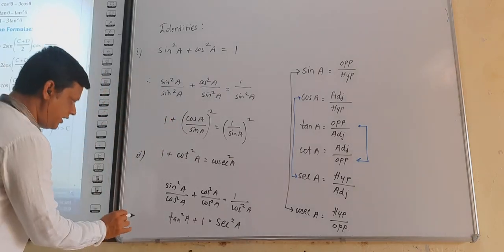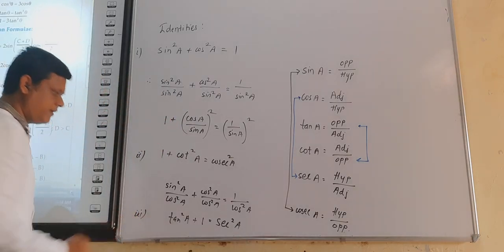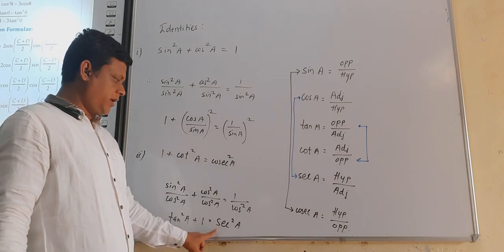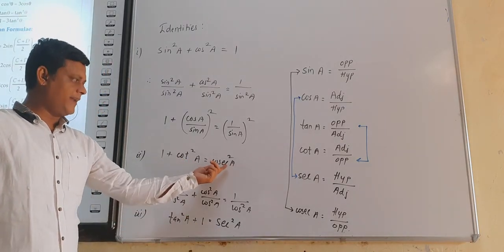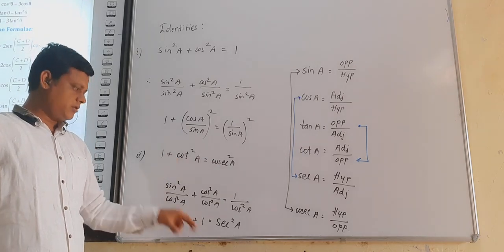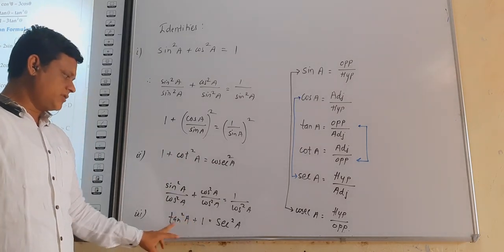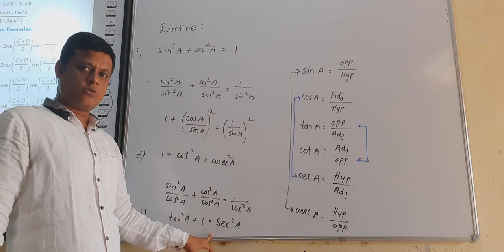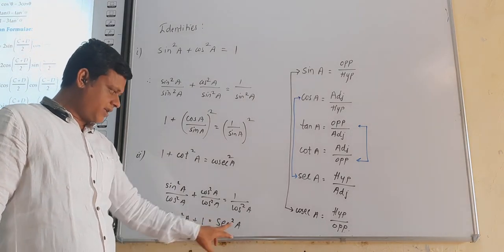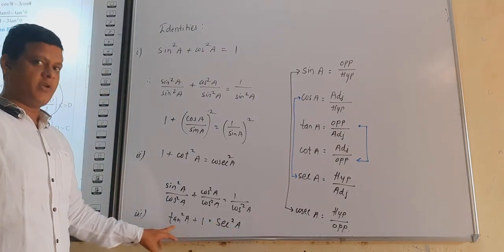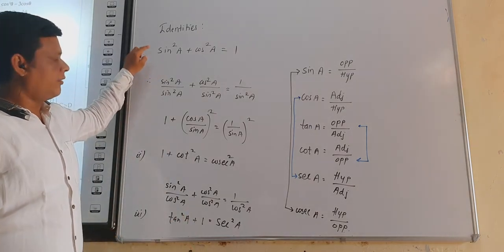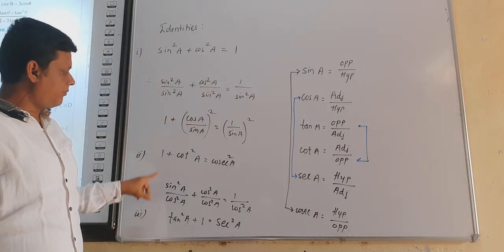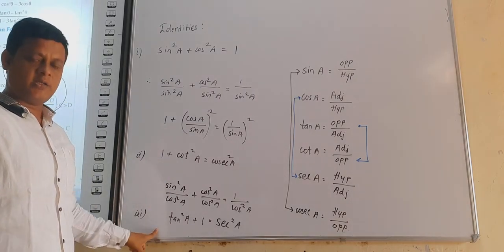So the third identity we get: tan square A plus 1 equals sec square A. Or you can write cosec square A minus cot square A equals 1, or from this tan square A minus sec square A equals minus 1, or sec square A minus tan square A equals 1. That means from this one identity you can make these two identities.